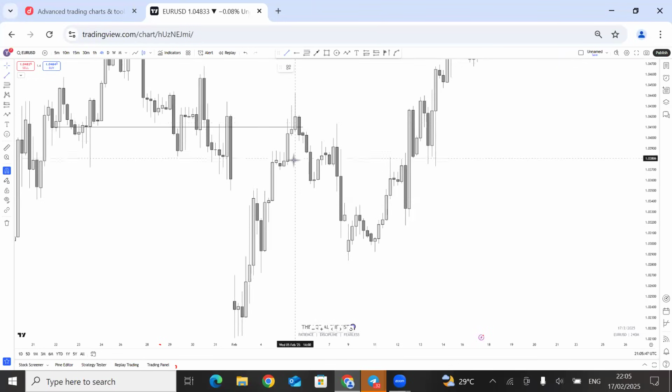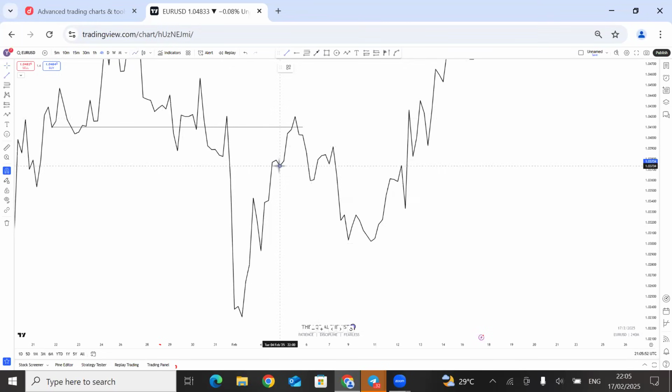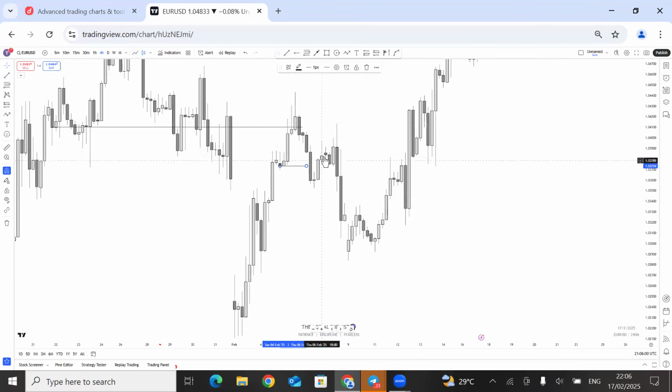After this, let's turn on our line chart. You see there was a significant low. We wanted to break this low to the downside. Price broke the low to the downside. So we needed a small retracement to take a sell. So here was a retracement. I took a sell from here, from this open close key level.